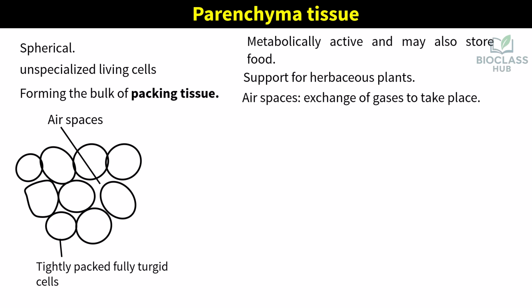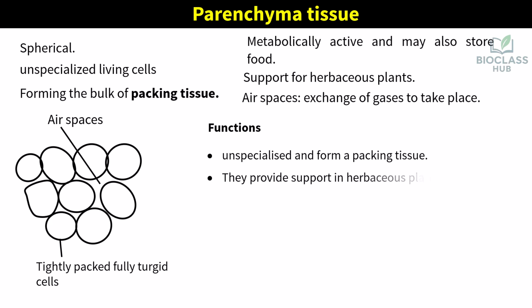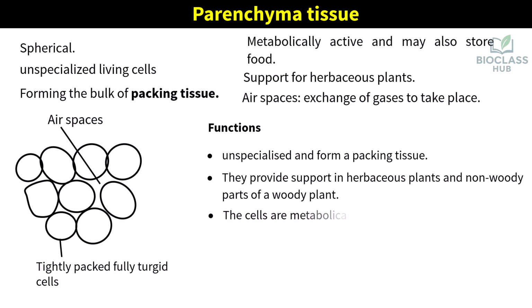Functions and distribution. The cells are unspecialized and form a packing tissue between more specialized tissues, as in the central pith of stems and outer cortex of stems and roots. They provide support in herbaceous plants and non-woody parts of a woody plant. When the cells are turgid, they become tightly packed. The cells are metabolically active and are the sites of many of the vital activities of the plant body.